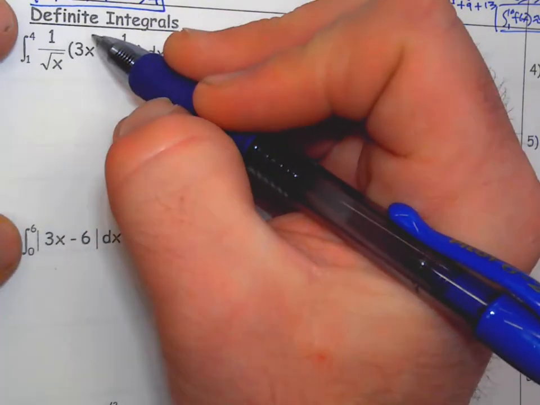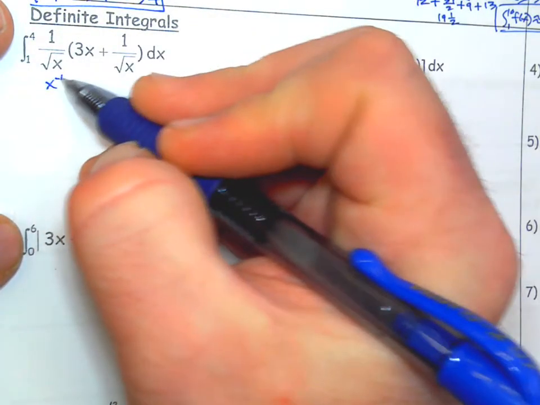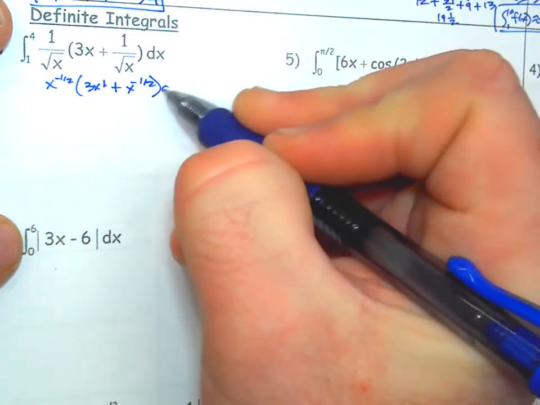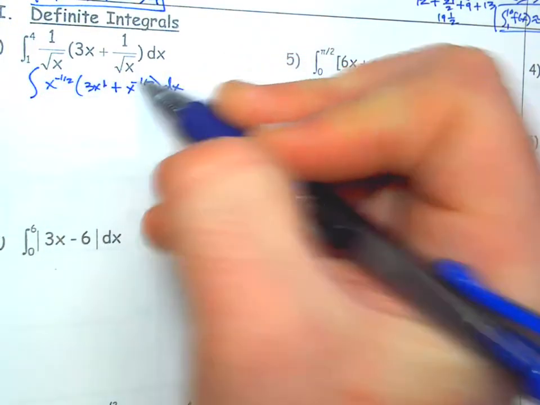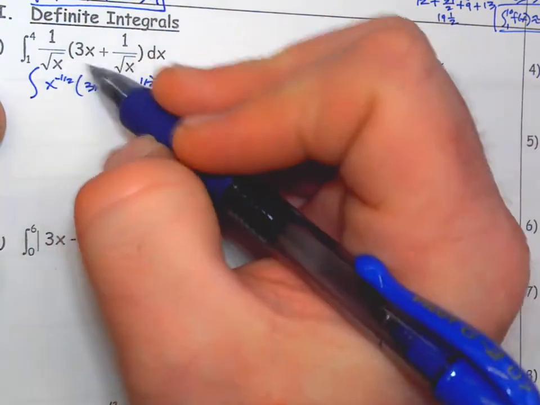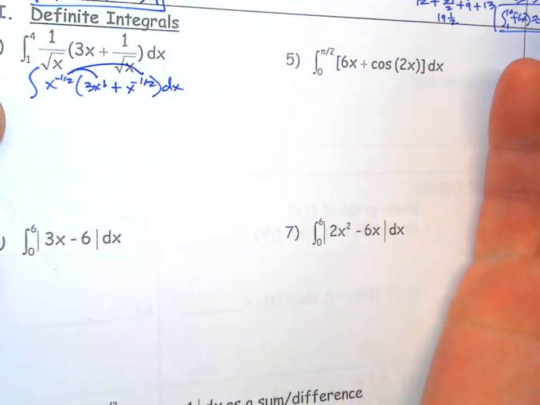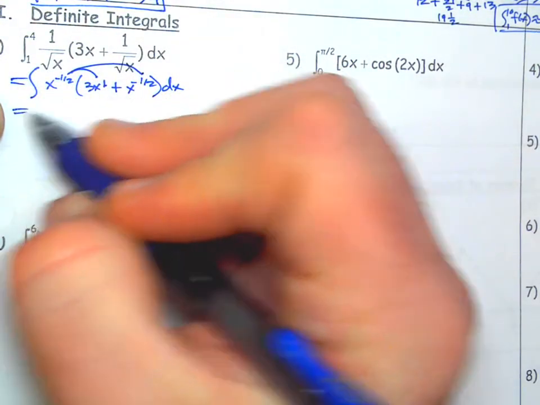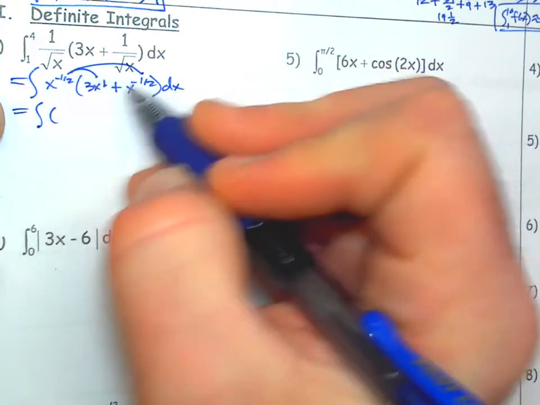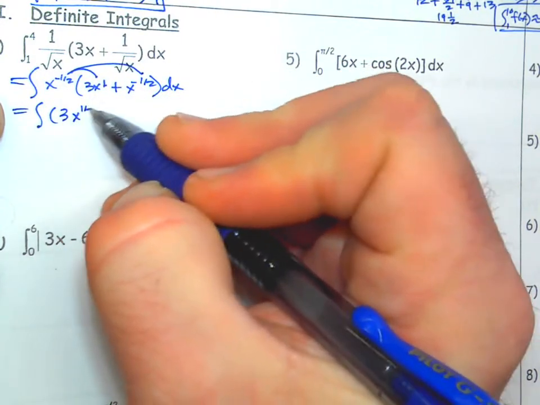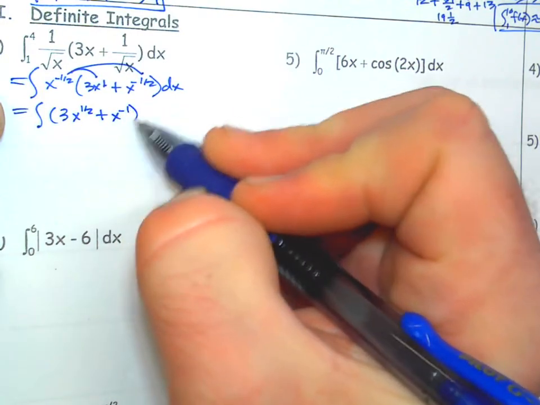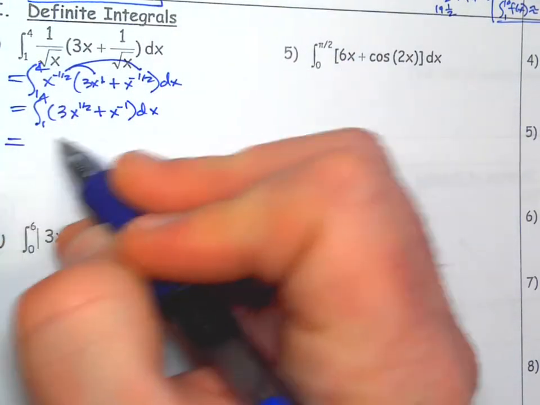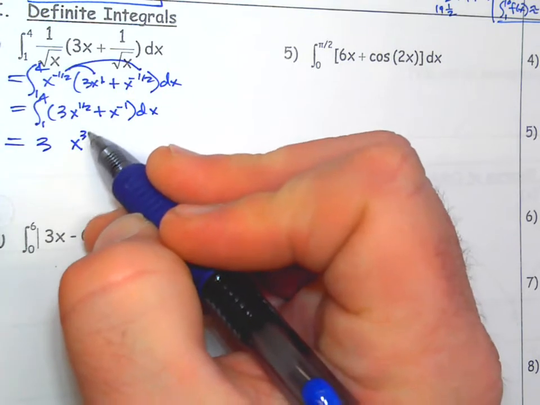Now here, I'd rewrite this as x to the negative 1/2 times 3x to the first plus x to the negative 1/2. You cannot integrate this and multiply them together. That's not possible. You need to either use u substitution, which I don't think is going to work here, or clean this up, simplify it, multiply it out. So we have 3x to the positive 1/2 plus x to the negative 1. Rules of exponents, you add the exponents. So now we can integrate it. Bump it up 1, divide by the new exponent.